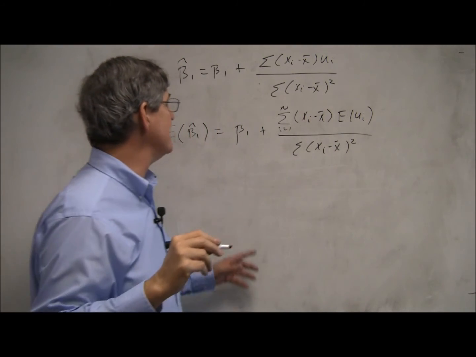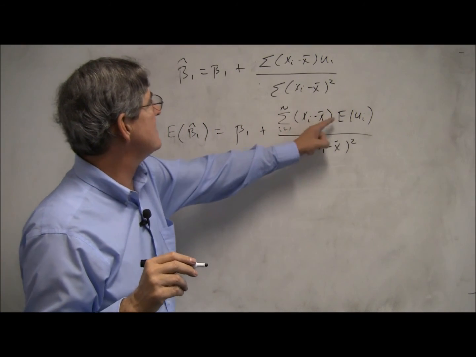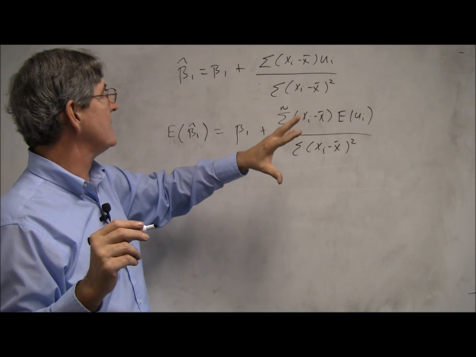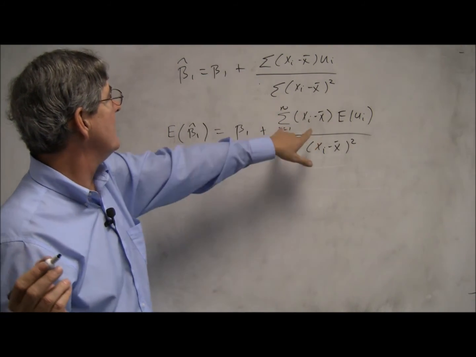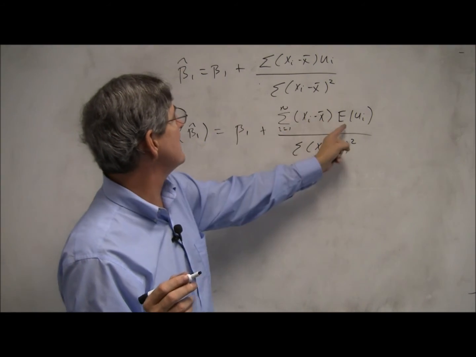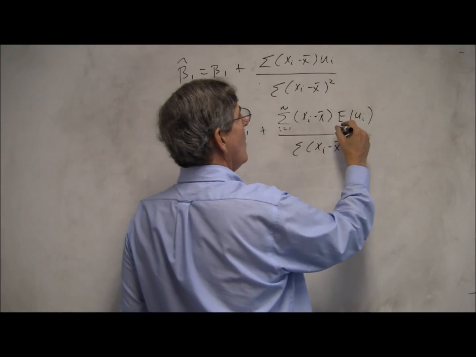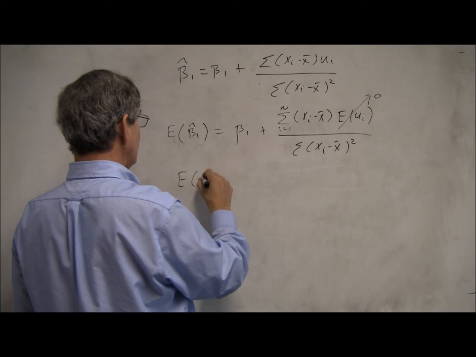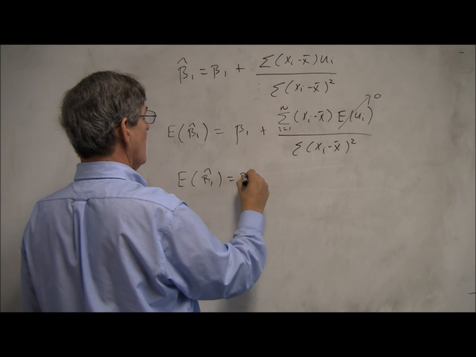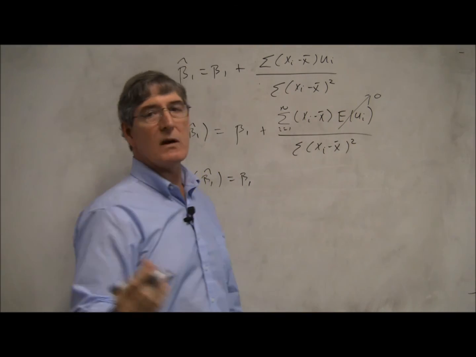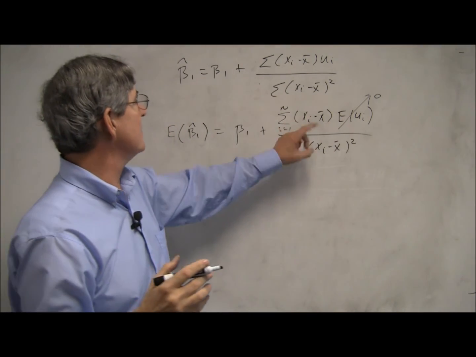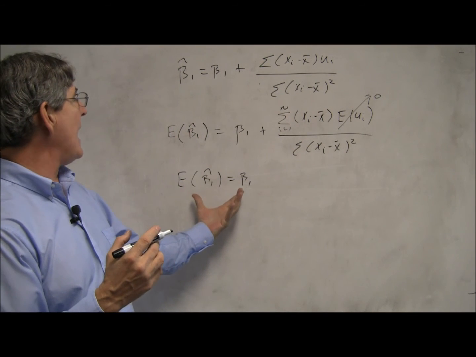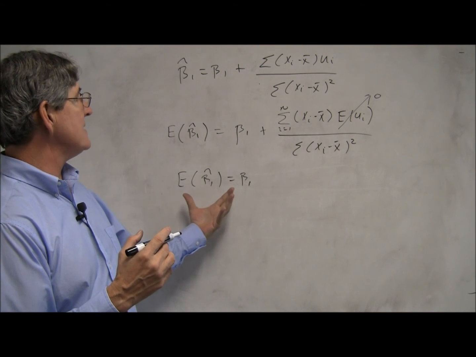Under our assumptions, as long as the conditional expectation of ui given xi is 0, like we've been assuming, then we can make this move. We can bring that expectation inside, and we know these are all 0. So then the expected value of beta 1 hat is beta 1, because this has mean 0. That's one of our assumptions: the conditional expectation given x is 0. And so in that case, we have unbiasedness.